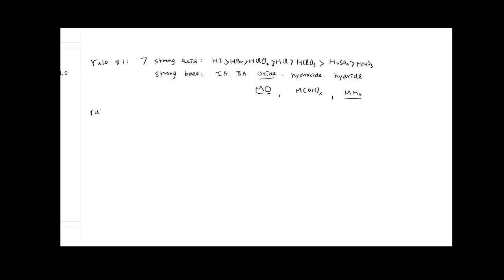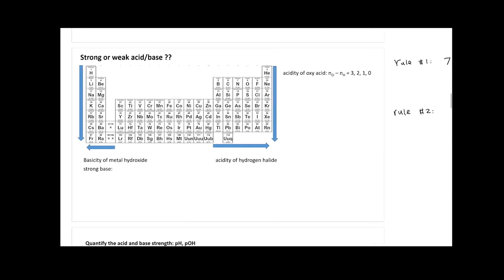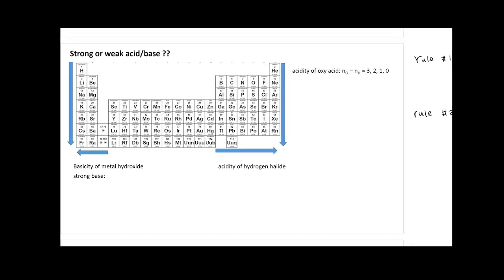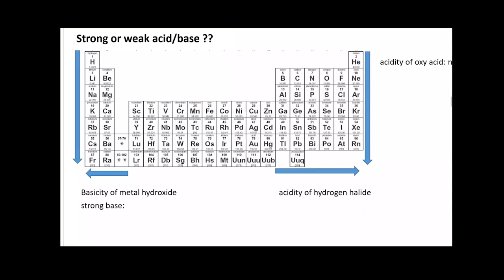Rule number 2 is actually this table. So you can see I highlight a periodic table here, right? And I draw certain arrows. If you have a chemical structure that goes down the table or goes to the right of the table, it will be more acidic. For the base, if you go more down and more to the left, it will be a stronger base.